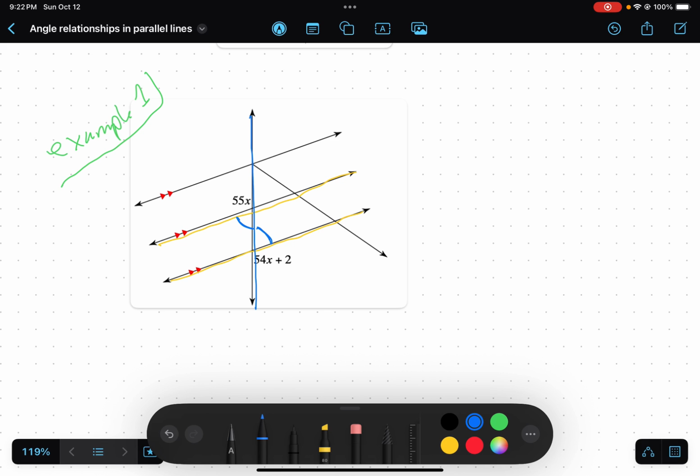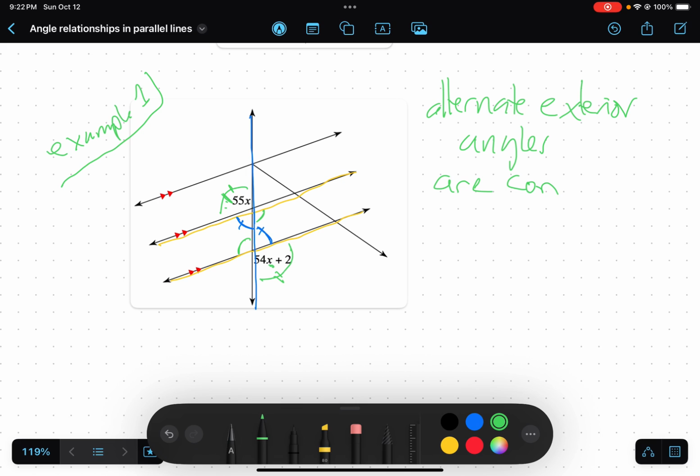These two blue angles are going to match each other, which means these green angles match. And I can see that these angles are on the outside of those two, so these are alternate exterior angles. We know from before that they're congruent to each other. So if I want to solve for x, I'll just set them equal to each other.